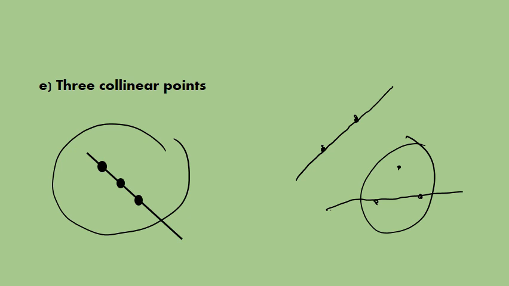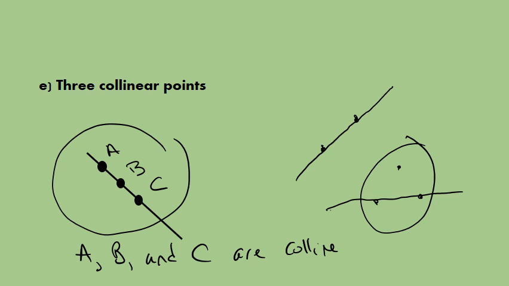So these are non-collinear points, while these are 3 collinear points. If we have 3 points that are on the same line, because collinear means they should be on a straight line, then they can be collinear points. So how do we describe this figure? For example, we say A, B, and C are collinear points.